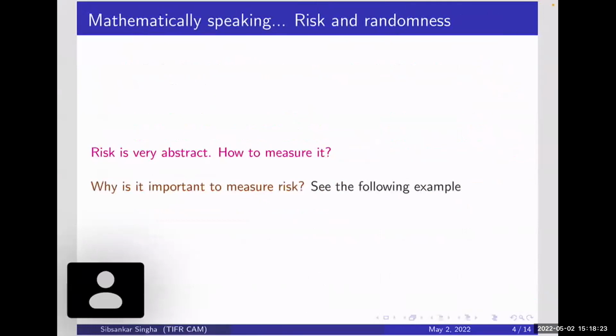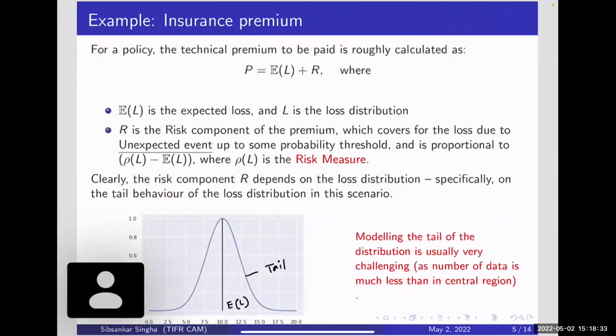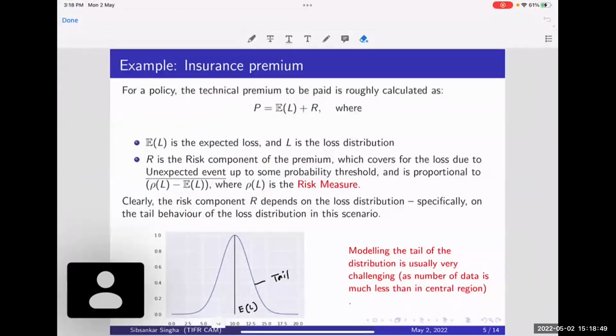Now the question is why it is important to measure risk and how to measure it. Let us see an example, and then we will try to understand why it is important. There is an insurance company that wants to sell its policy, and they have to charge some premium to the buyers. Now how do they fix the premium? Let's say they have some distribution which they get from past experience.